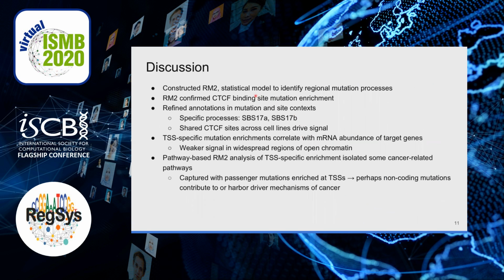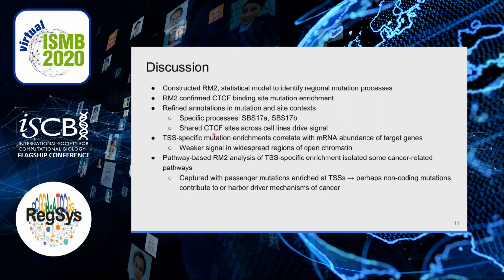And so just to summarize, we constructed RM2, a statistical model to identify regional mutational processes. With this tool, we confirmed CTCF binding site mutation enrichment and further refined it both in a mutation and site context. For example, we looked at the enrichment of SBS 17A and 17B in specific cancer types, as well as we showed that shared CTCF binding sites across cell lines were really driving this enrichment signal.